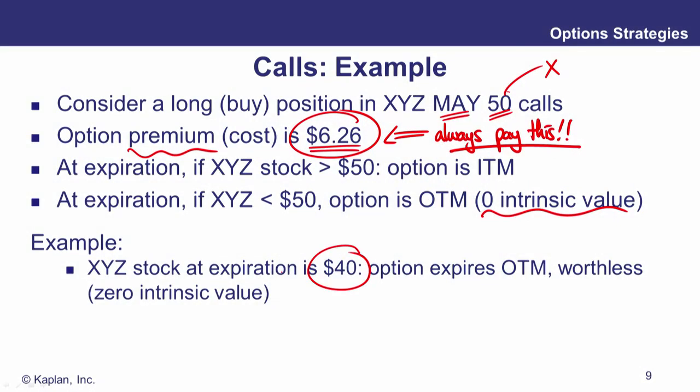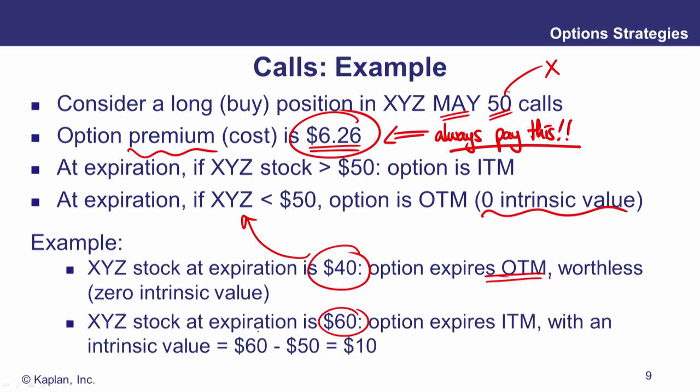Let's have a look at some ideas. We're just extrapolating these basic ideas. If the underlying falls to 40, we do not exercise our right to pay 50 for something only worth 40. We throw the option away and it's worth nothing at the end. That means we've lost our premium, $6.26. However, if the underlying goes up to 60, do we exercise our right to pay 50 for something worth 60? You bet. That's an exercise profit of 10, but don't forget you pay your premium on that. So we need to take off $6.26 to get our net profit.